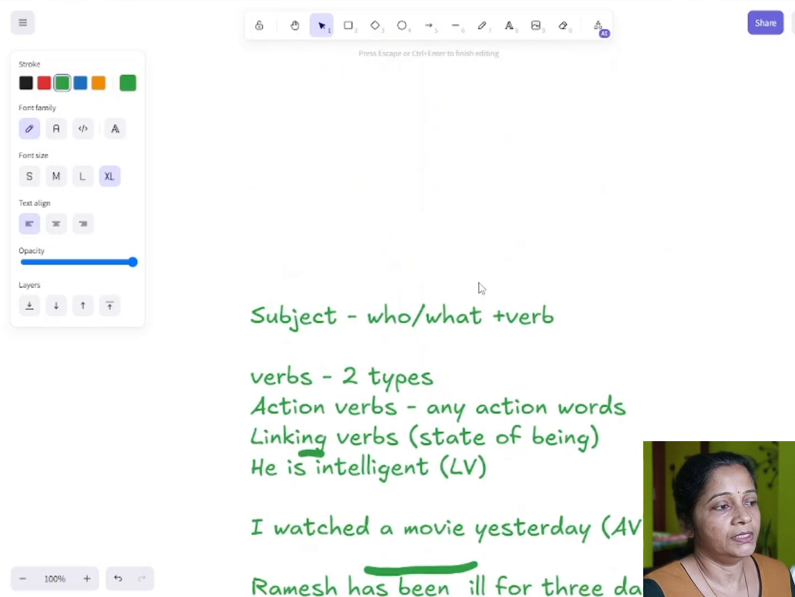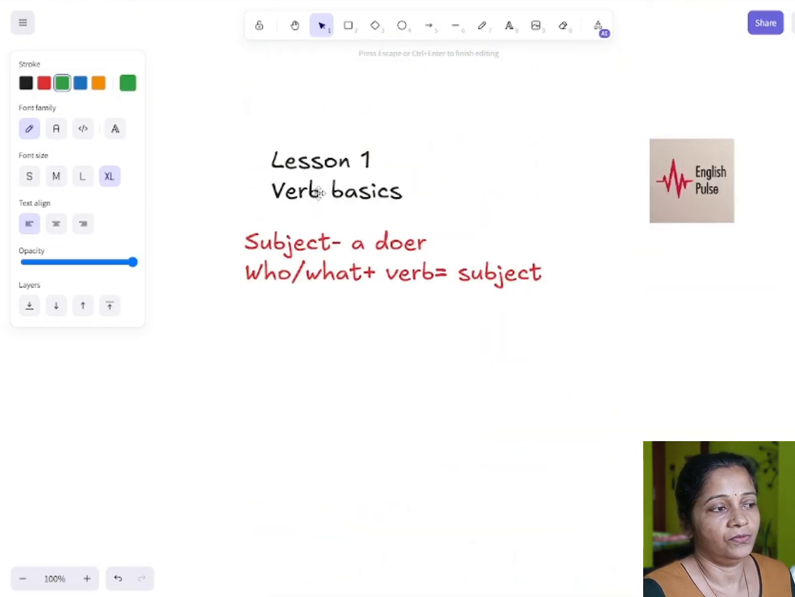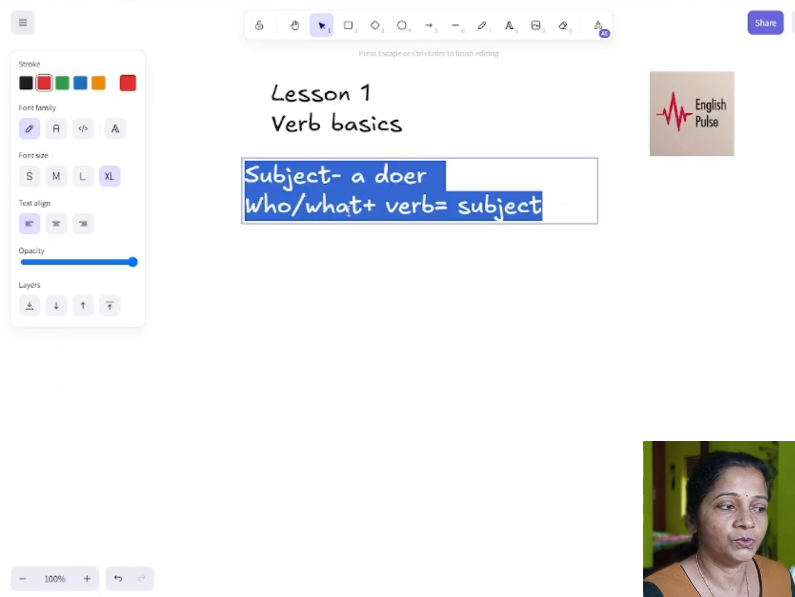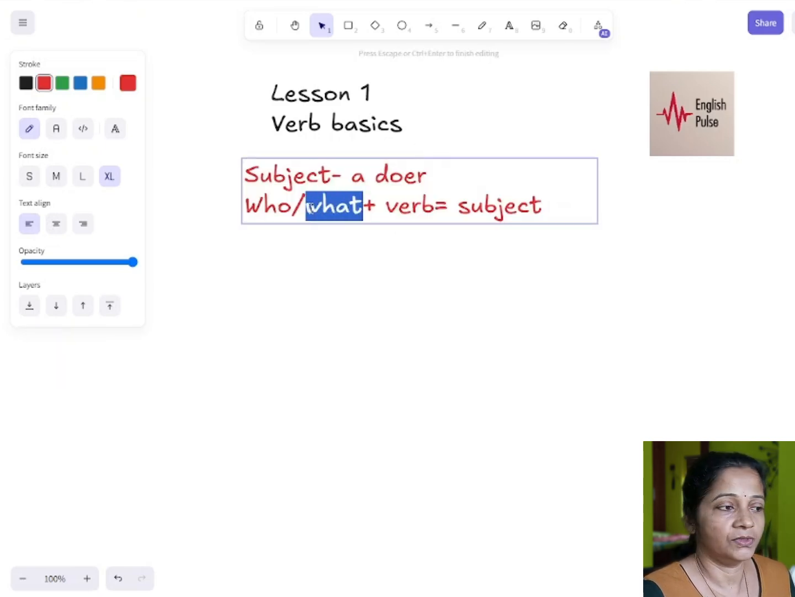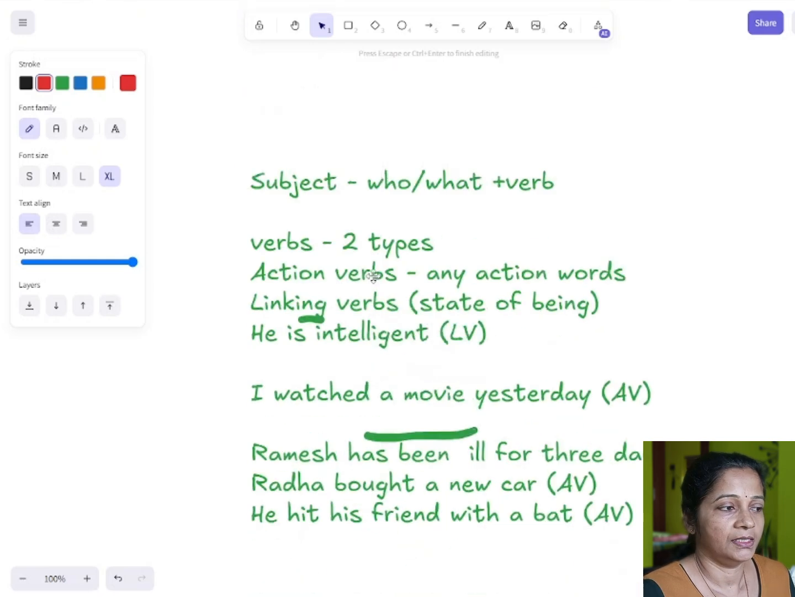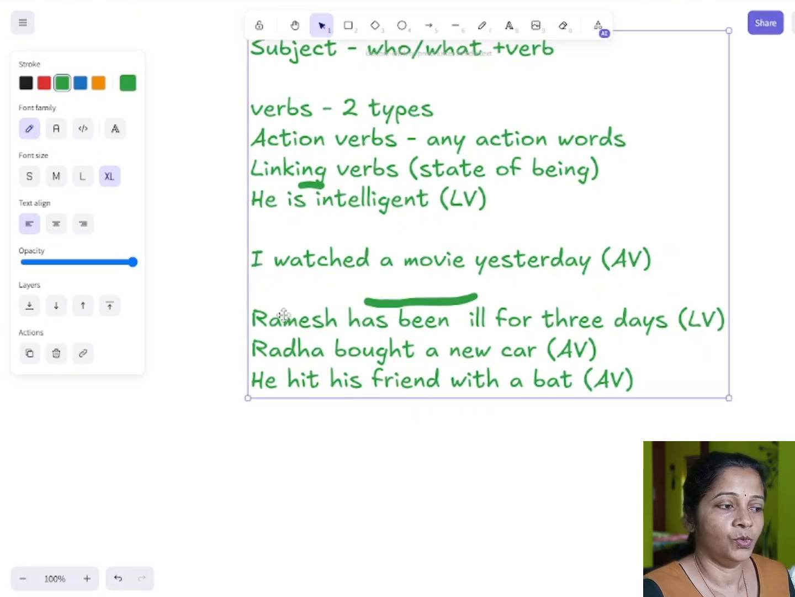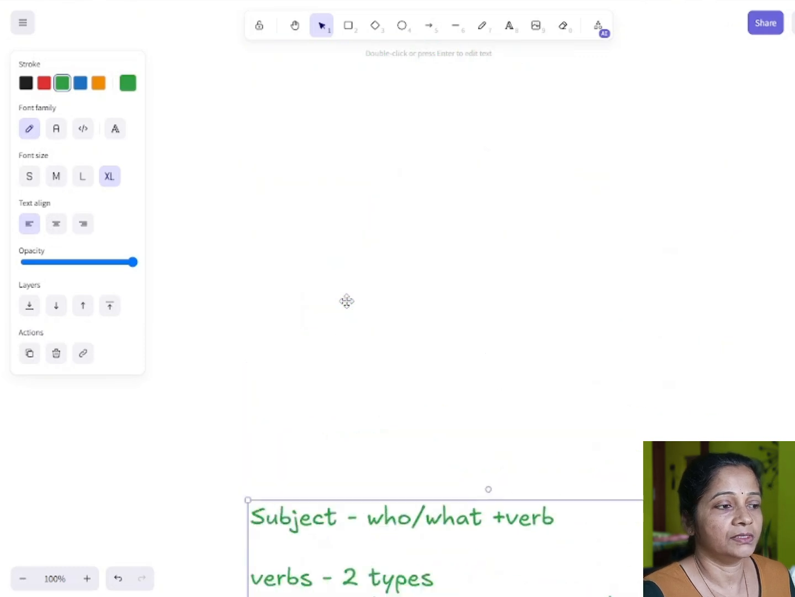So that's all for today. Now we have studied what is a subject. If a doer is there, that is a subject, or if anything happens to the main thing, then it is a subject. You ask this question, who or what plus verb, like I watched, who watched, I. Ramesh has been ill, who has been ill, Ramesh. Okay, so this is the subject.